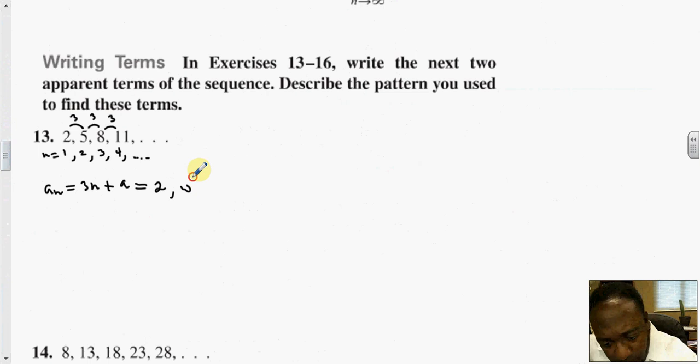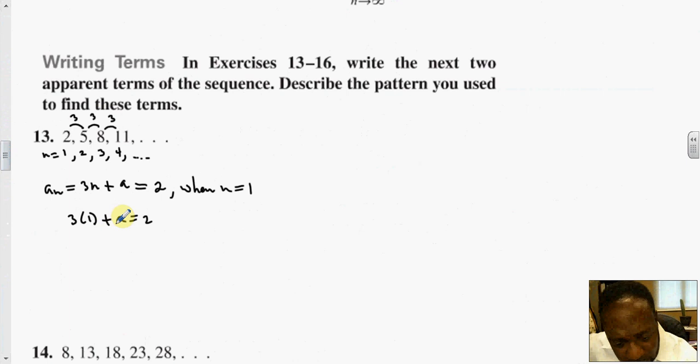When n is equal to 1, if that be the case, then we have 3 times 1 plus a is equal to 2. We get 3 plus a is equal to 2, so a is equal to negative 1. So we conclude here that the sequence is 3n minus 1.